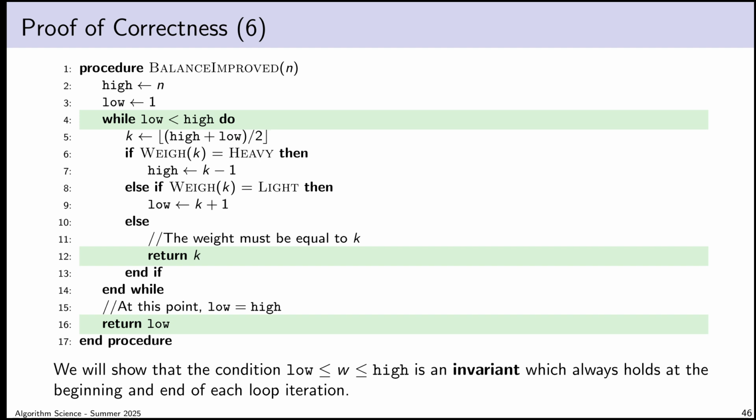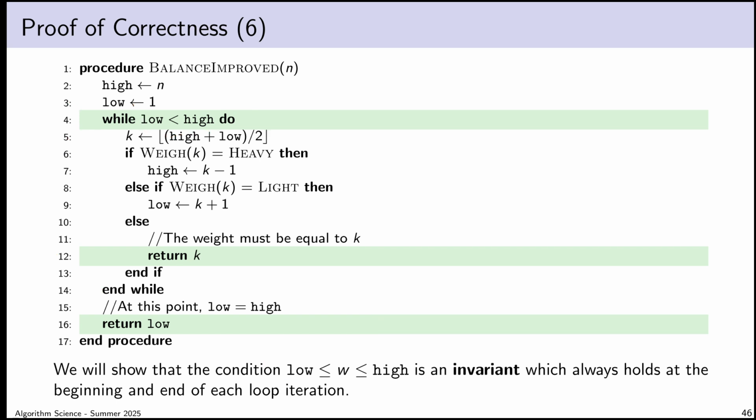And what I'm going to do is show that this statement holds at the beginning and end of each loop iteration. Although really, to do that, I only have to show that it holds at the beginning because the thing right after the end is the beginning and nothing changes in the meantime. So what I'm going to show is on line 4, every time I evaluate this loop condition, this statement is true. This holds. The unknown weight W is in between low and high.